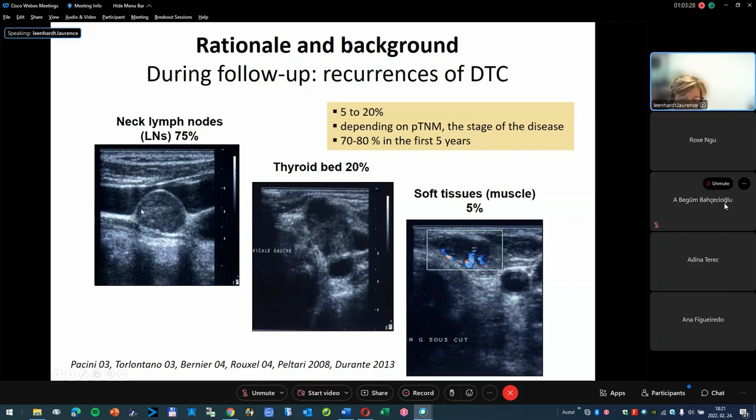And you can see here, generally, recurrences are located in neck lymph nodes in 75% of cases, but recurrence can also be localized in the thyroid bed. You can see in here the trachea, the carotid, the jugular vein, and here the recurrence, but also in soft tissue in the anterior part of the thyroid bed.